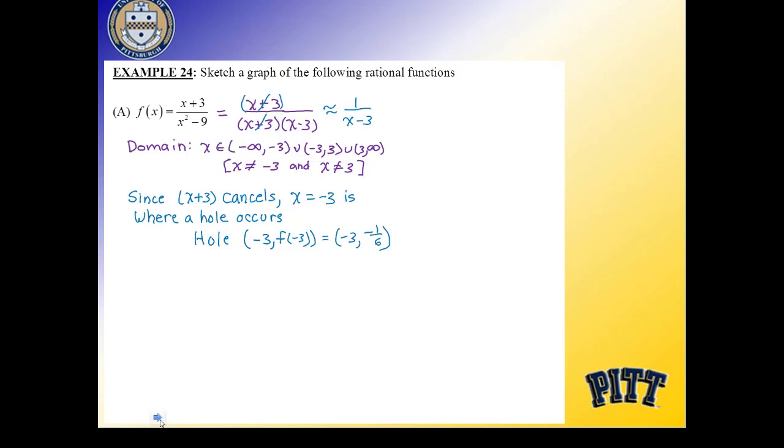Going to B. Again, I'm going to do the vertical asymptotes and holes for both of them. Now, the vertical asymptote is going to be x equals 3 because that issue has not gone away. X equaling 3 is still, even after the cancellation, a domain restriction. So the vertical asymptote is going to be at x equals 3.